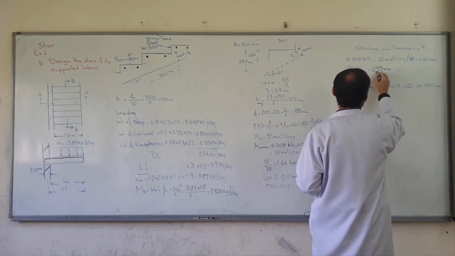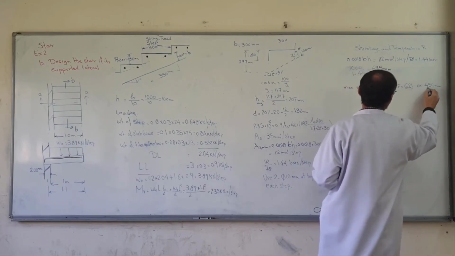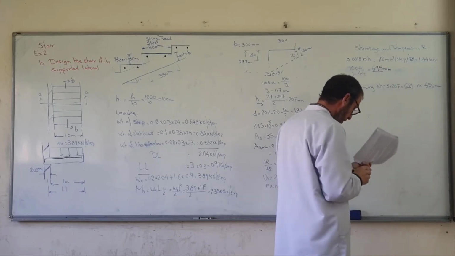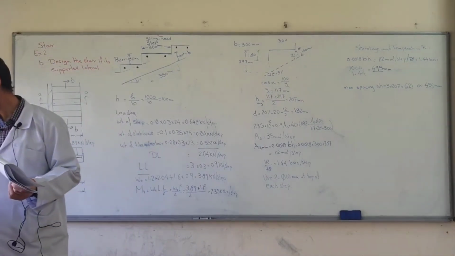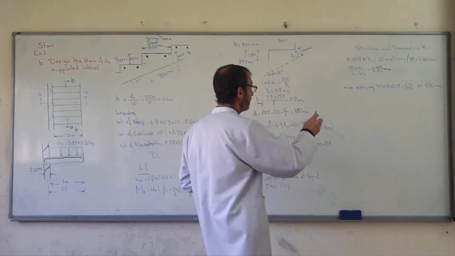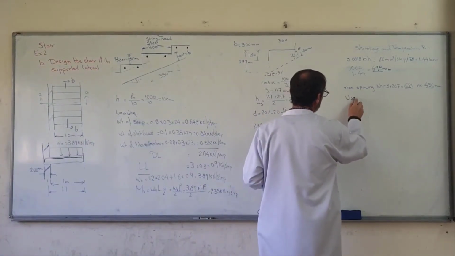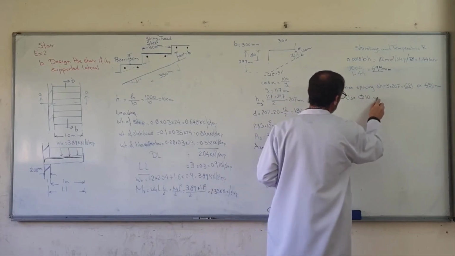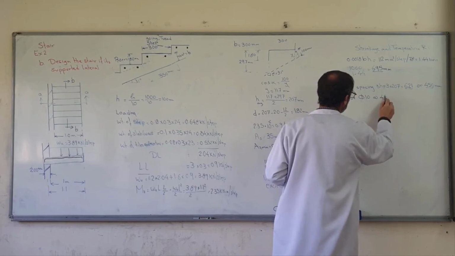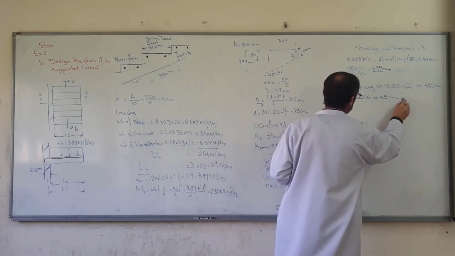We have this distance, we got this distance. We take the less value, we use the less value for secondary reinforcement, temperature and shrinkage. Use phi 10 at 450 millimeters center to center.